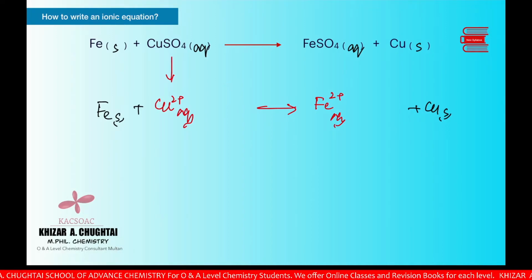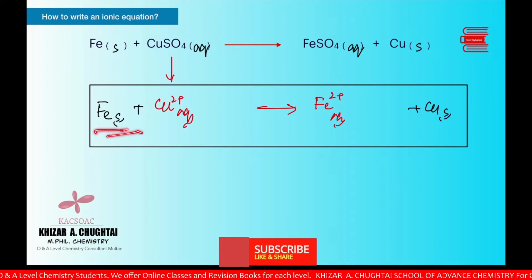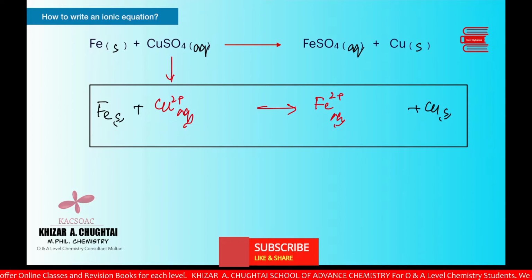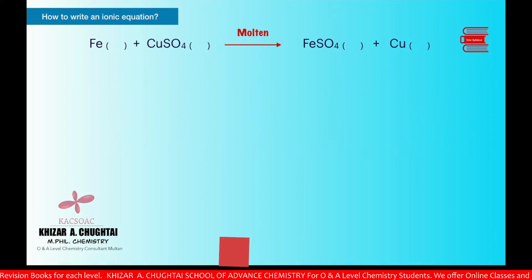the final equation that is said to be the ionic equation. So this is the final ionic equation for this reaction. Iron solid plus Cu2 positive ion aqueous goes to Fe2 positive ion aqueous plus copper solid. That is the ionic equation for this said reaction. Come toward the next. Now come toward the molten reaction.